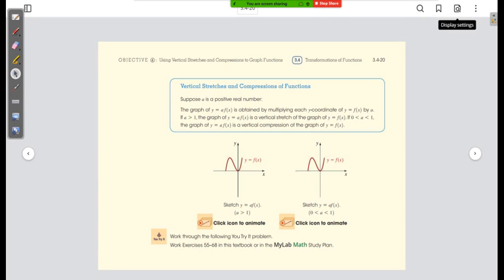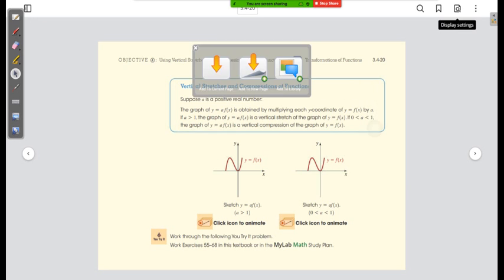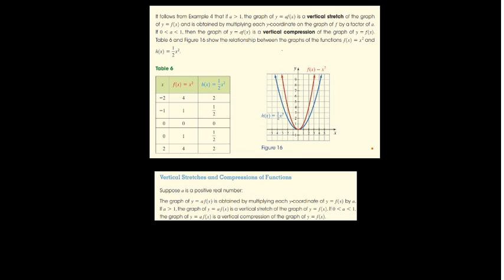Okay, and this is our summary. So what exactly makes it stretch and what makes it compress? And again, this is going to be the star of our show down here. Vertical stretches and compressions of functions.